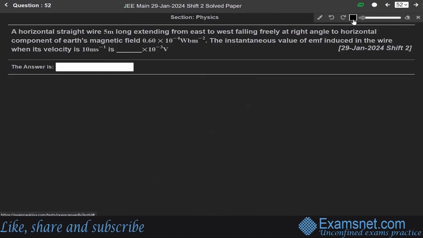Now, next question 52. This question says that a horizontal straight wire 5 meter long extending from east to west, falling freely at right angle to the horizontal component of Earth's magnetic field 0.60 x 10 to the power minus 4 Weber per meter square. We have to find the instantaneous value of EMF when the velocity is 10 meter per second. So this question is from the chapter of electrostatics.